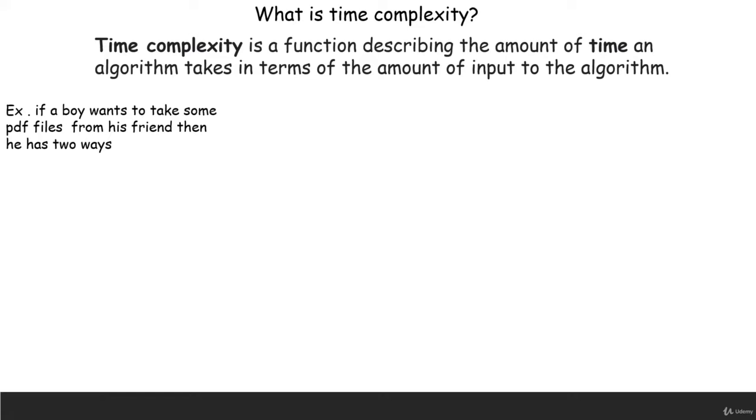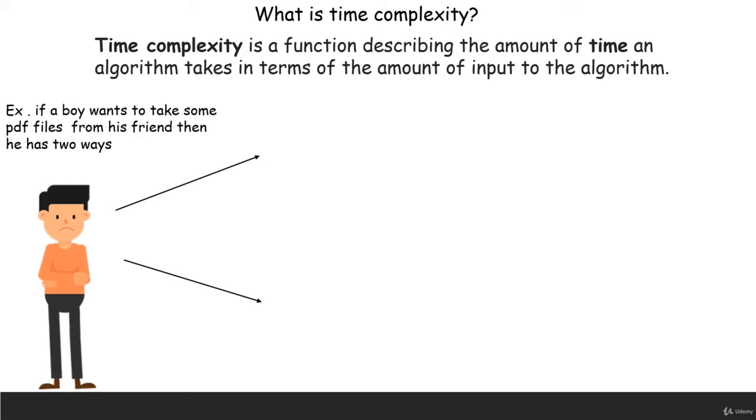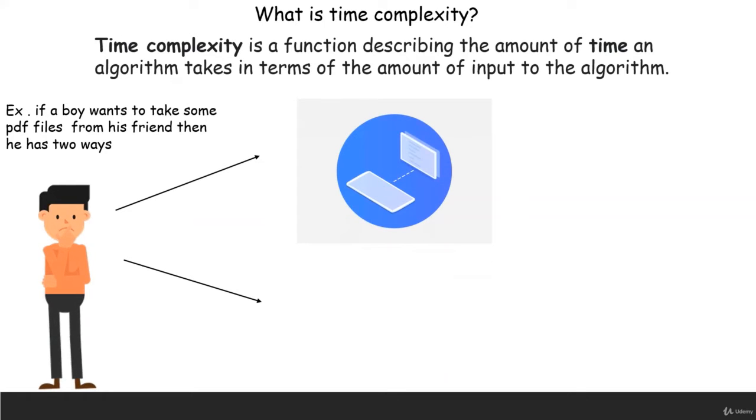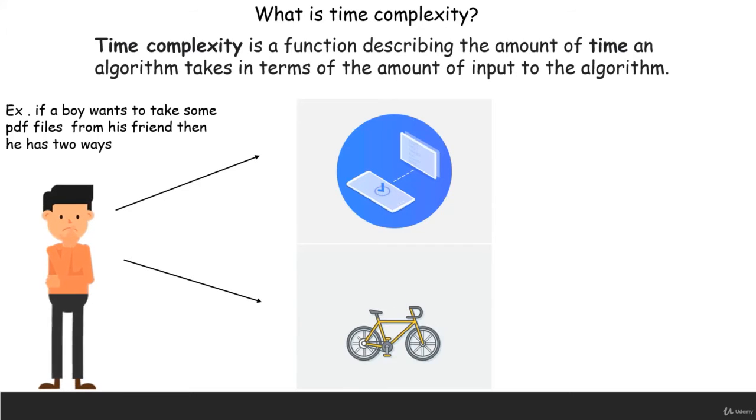For example, if a boy wants to take some PDF files from his friend, then he has two ways. The first way is he could tell his friend to send those files in online mode. His friend will either send it through email, or upload it on Google Drive, or WhatsApp it to him. The second way is that he will visit his friend physically, and he can take those PDF files in a pen drive.